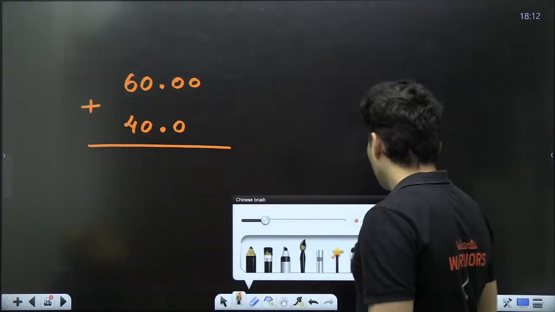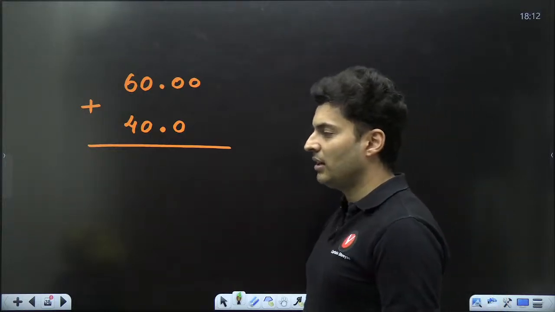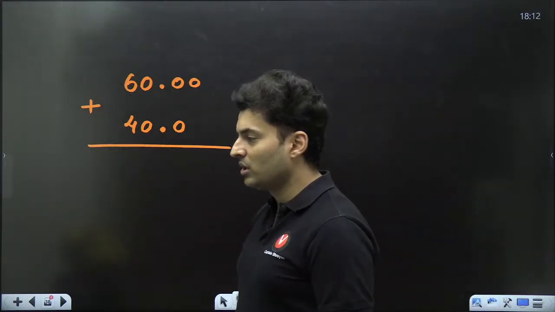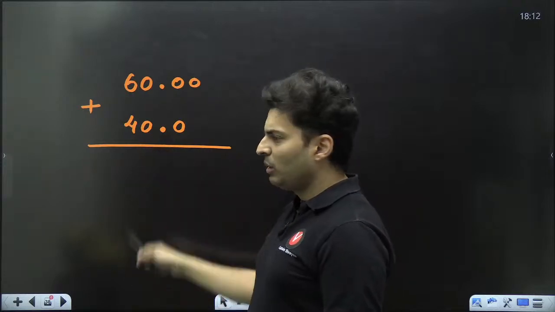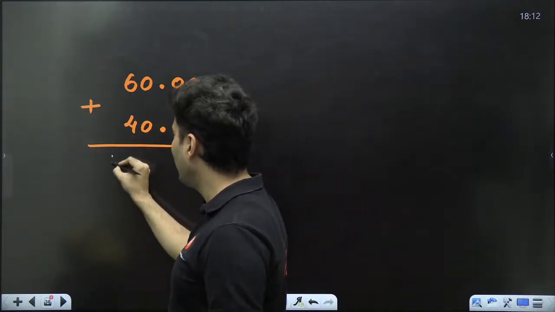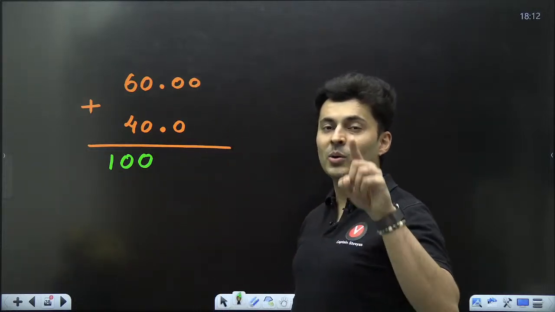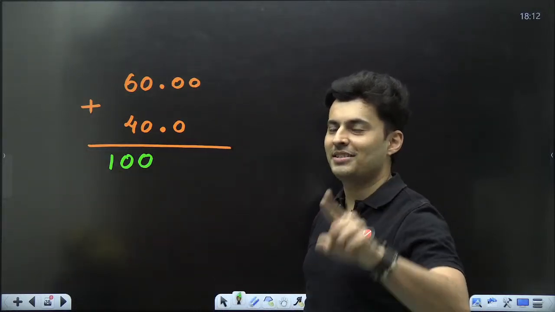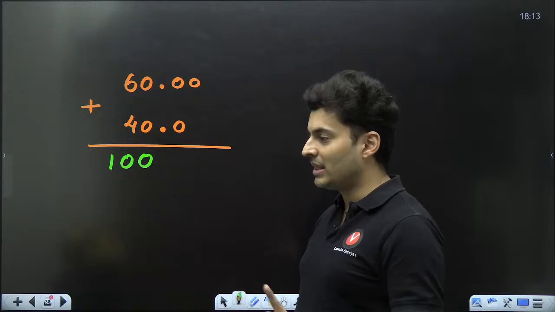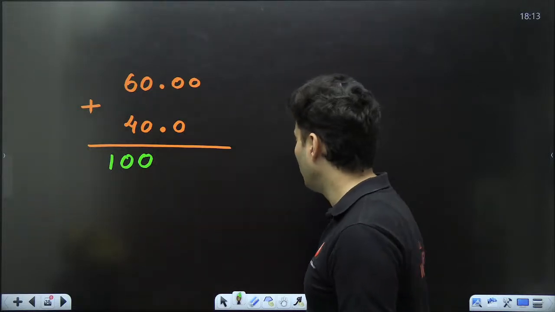Like, sir, what do you think we are? We are some first standard kids or what? To do this 60 plus 40. We know it is 100. Okay, great, 100. But the question is about the accuracy, the decimal points, the significant figures. That's the problem. So what are we going to put here?